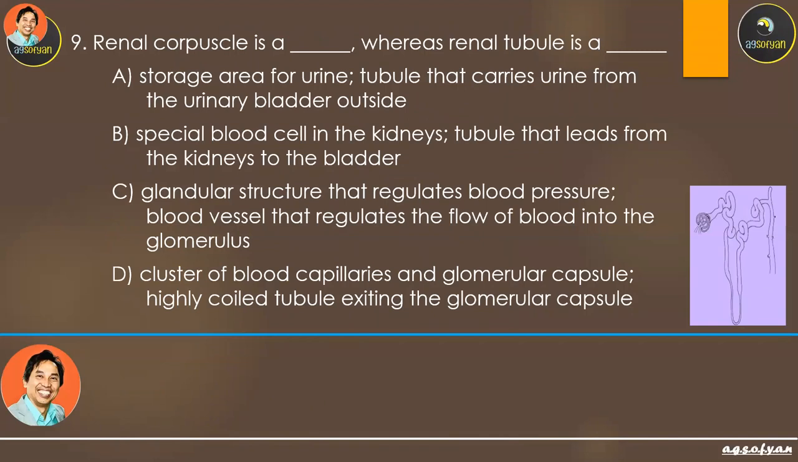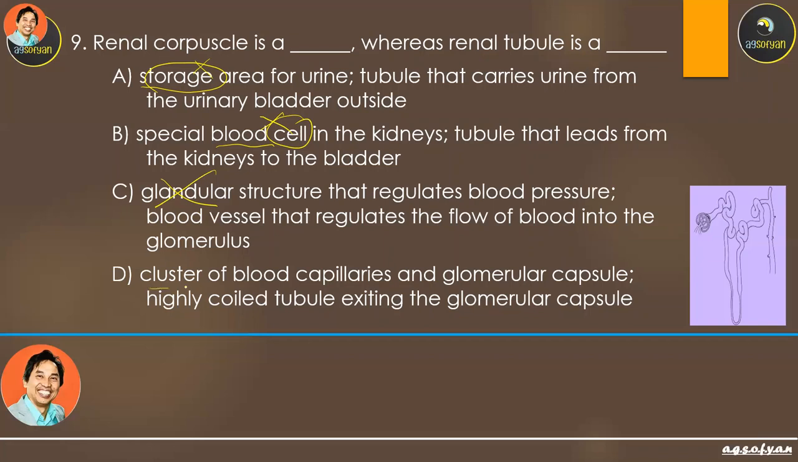Renal corpuscle is a blank, whereas the renal tubule is a blank. From the structure, you have to see how it looks. Choose your answer, A, B, C, or D. Look at the structure. The storage, this is not. Renal corpuscle is not a storage, so that's already wrong. Renal corpuscle is a special blood cell? It is not a blood cell, because there are only 3 types of blood cells: red blood cell, white blood cell, and platelet. So this is not correct. This is glandular? Not a gland. A gland is something that produces things like hormones and enzymes. The renal corpuscle is not a gland, so this is already wrong.